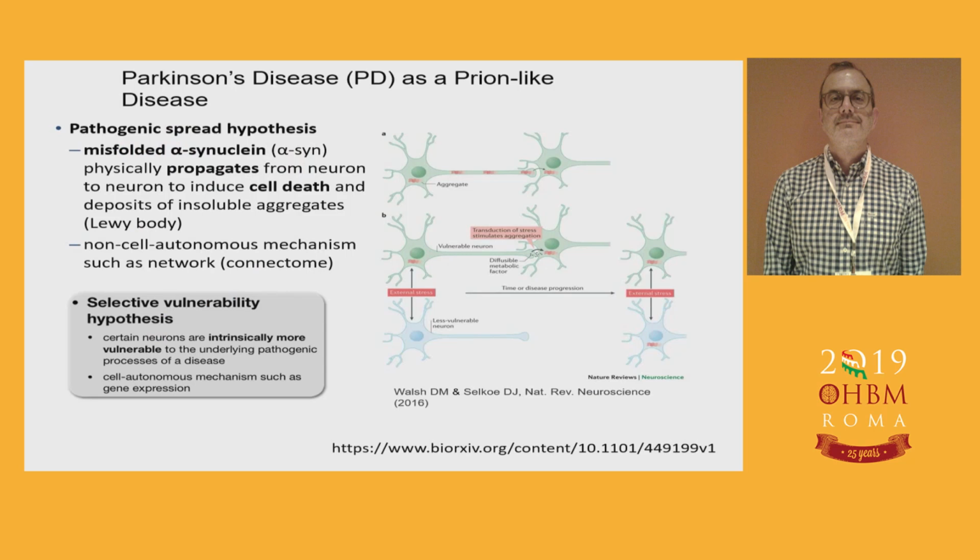We're testing actually two models here. We're testing the pathogenic spread hypothesis, where misfolded alpha-synuclein is a prion that propagates through the connectome and destroys cells. And we're testing it against the other hypothesis, which is that the pattern of disease in Parkinson's has nothing to do with propagation and everything to do with the fact that certain cells are more vulnerable than others.